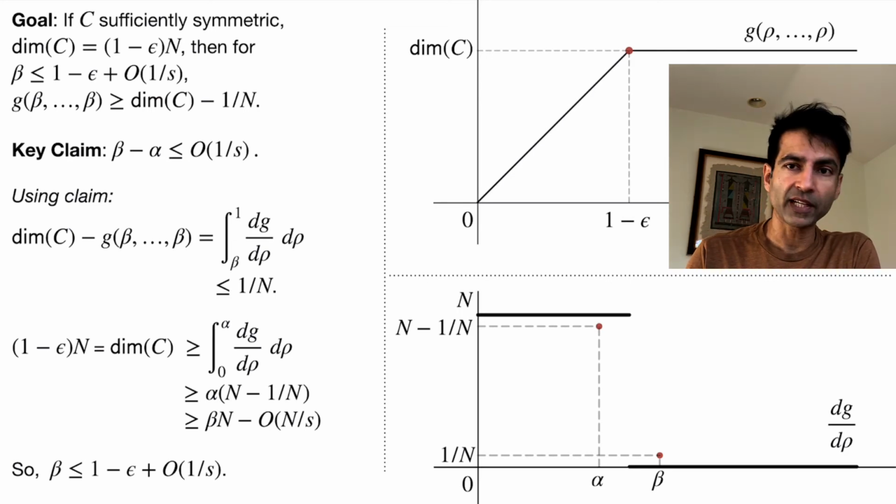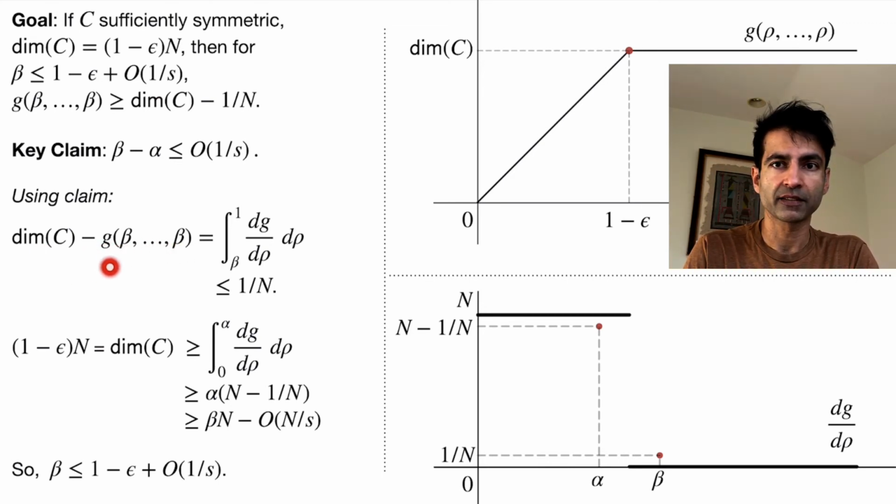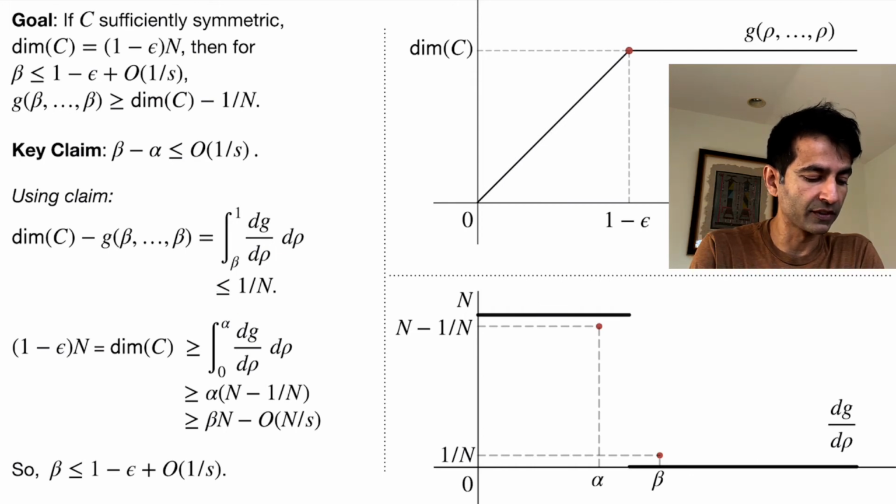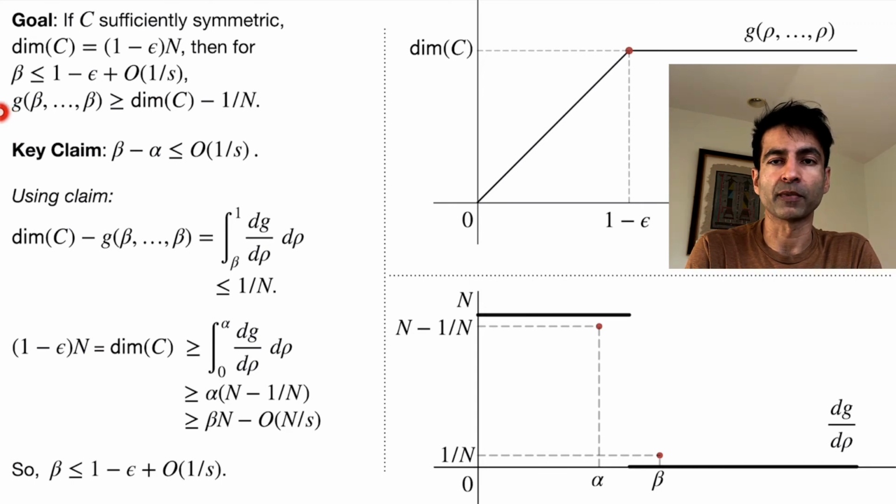It's because, on the one hand, if you look at the dimension of the code minus g evaluated at beta, then this difference must be equal to the area under the curve in this part of the picture. The area under the curve here. And this area is bounded by 1 over n by the choice of beta, because the derivative is at most 1 over n in this entire region. Okay. So this is at most 1 over n. That proves that g evaluated at beta is at least the dimension of the code minus 1 over n.